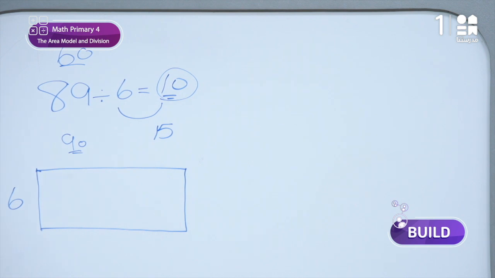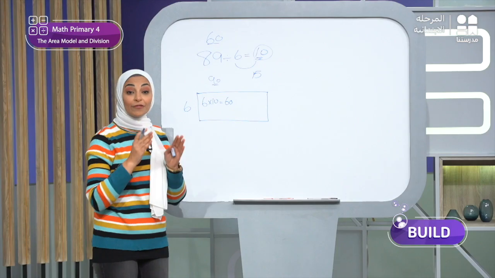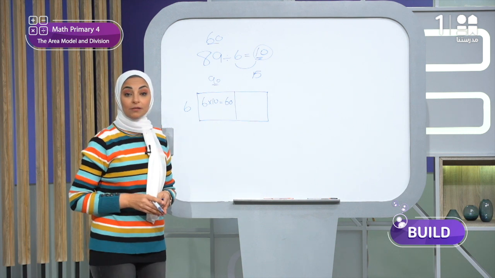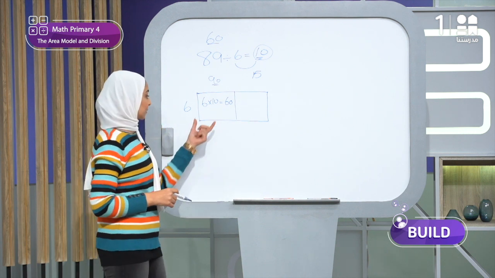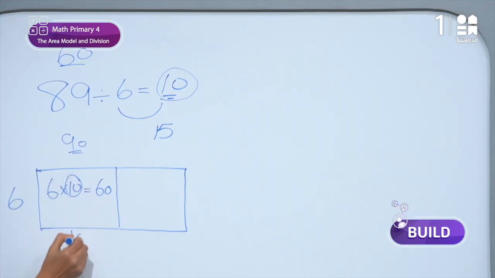I will write inside the rectangle 6 times 10. Let's do it. 6 times 10. The answer will be what? Of course, 6 times 10 equals 60. And draw a vertical line. زي ما كنا بنعملها. I will draw vertical line like this. And write the 10 under the part. 6 times 10 equals 60. So I will write 10 here in this part.